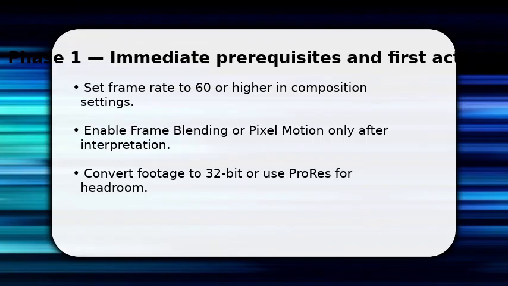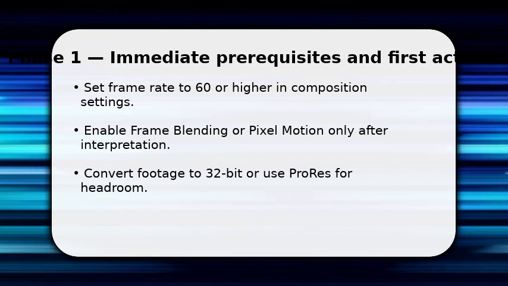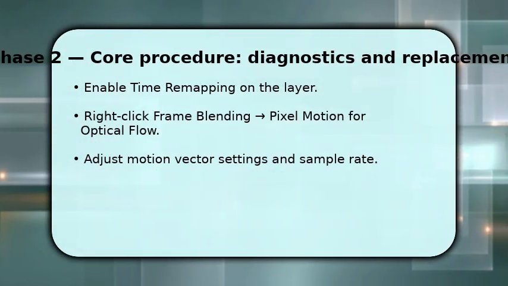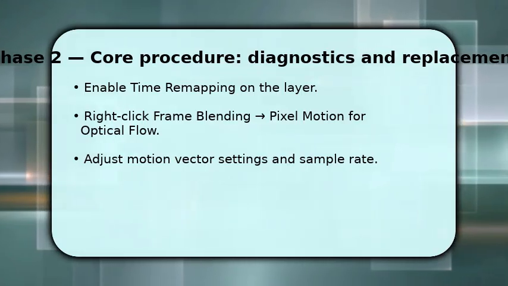Next, enable frame blending options, but do not apply them yet. This is preparation. Make sure your timeline and preview are set to full resolution when testing, so you see accurate motion results. Now you perform the core slow motion. Add time remapping and create keyframes for the stretch points you want to slow.